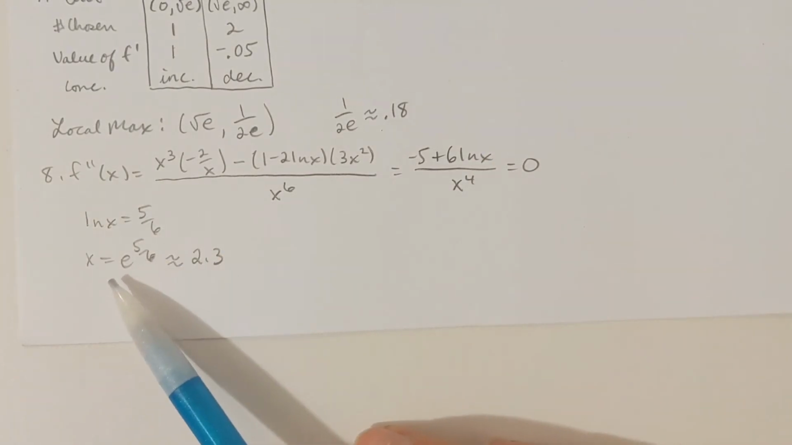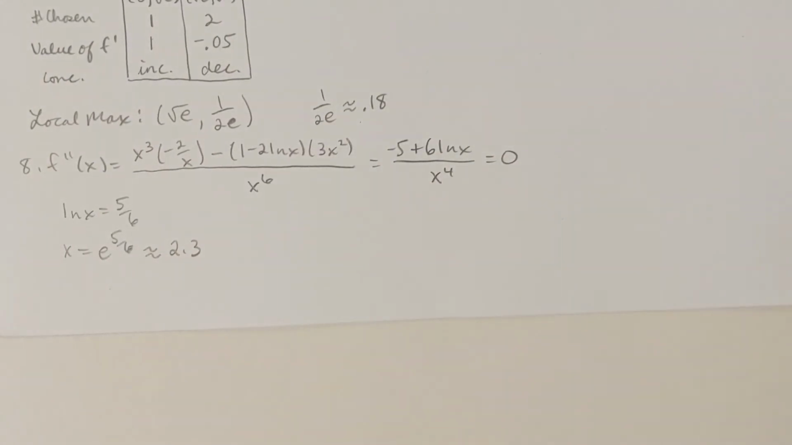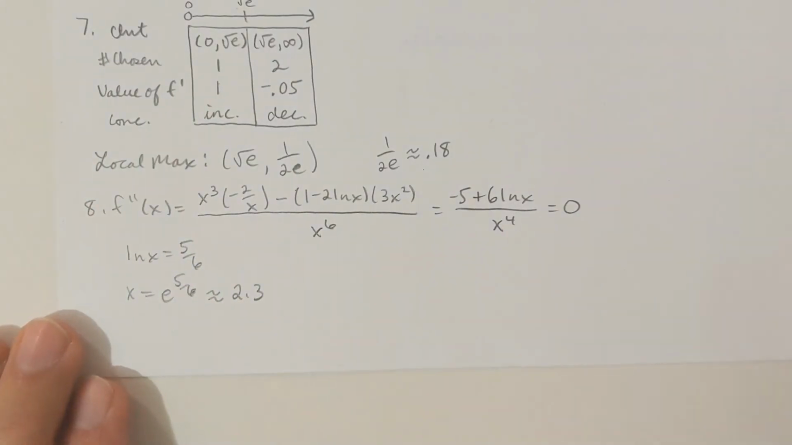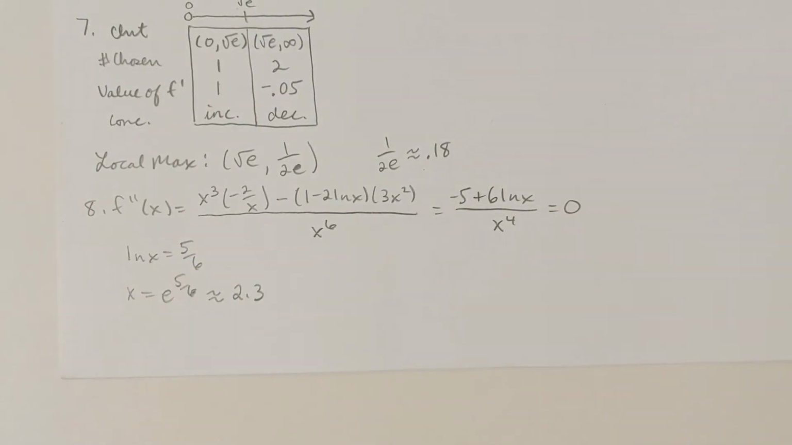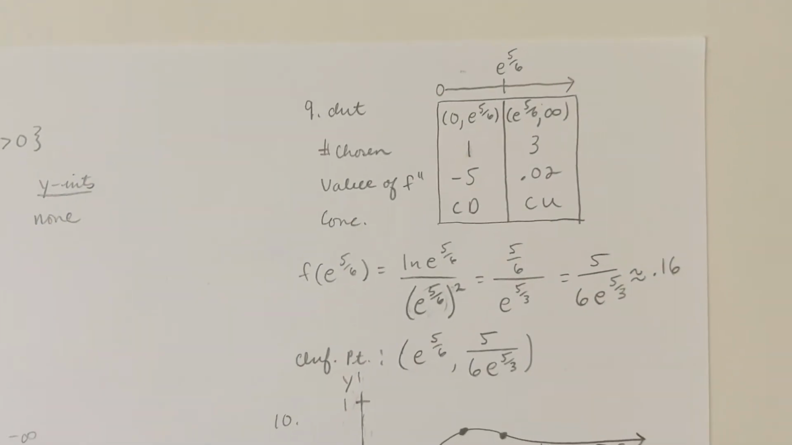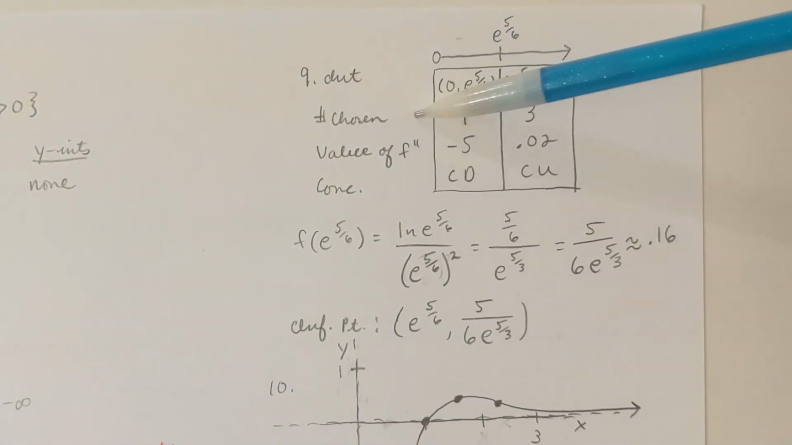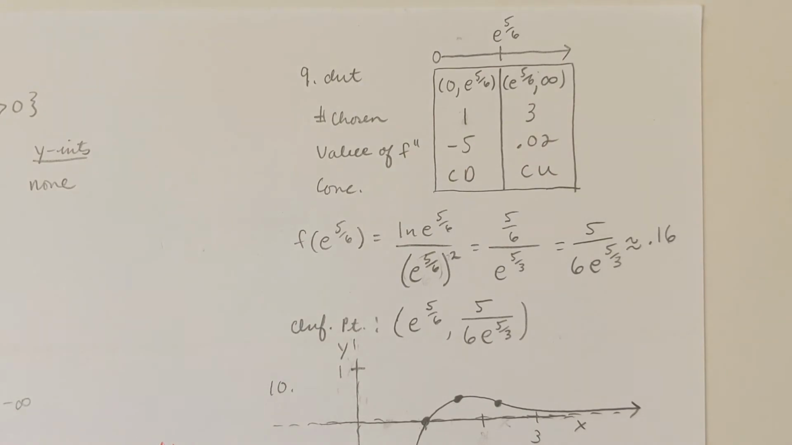If you take e of both sides, then x would be equal to e to the power 5/6. Okay, and if you were to type that in the calculator, I was getting roughly 2.3 if you go nearest one digit. And so now I'm ready to set up the concavity test here. I've got my table, interval number chosen, value of f prime, and then the conclusion.